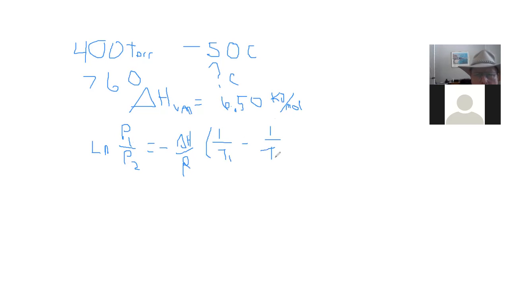I think I already see where I went wrong. I don't think I divided by R. I think I might have multiplied by R. Because isn't R 8.314? It's a constant, right? Yes, I definitely multiplied by the constant when doing the lab.